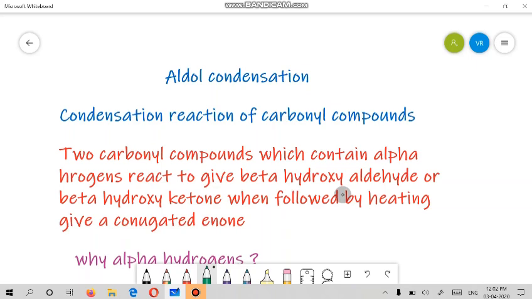Let us see here. Two carbonyl compounds, may be an aldehyde or a ketone or both aldehydes and ketones, which contain alpha hydrogens, react to give beta hydroxyaldehydes or beta hydroxyketones, and then when followed by heating, it will give a conjugated enone. I repeat, two carbonyl compounds, for example two aldehydes or two ketones, if they have alpha hydrogens, that means the alpha carbon bears hydrogen atoms, they will give beta hydroxyaldehydes or beta hydroxyketones. Further, when heated, it will give a conjugated enone.